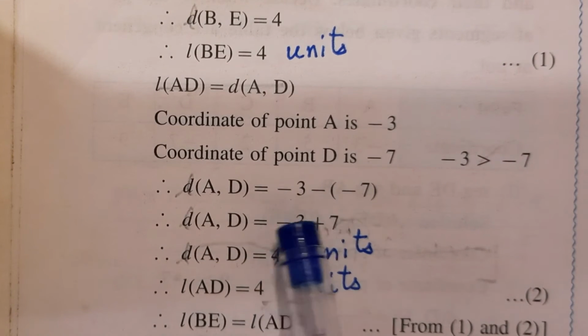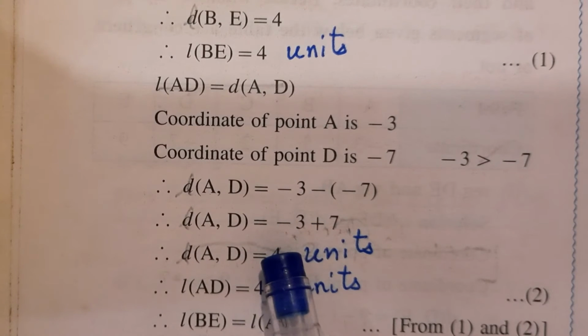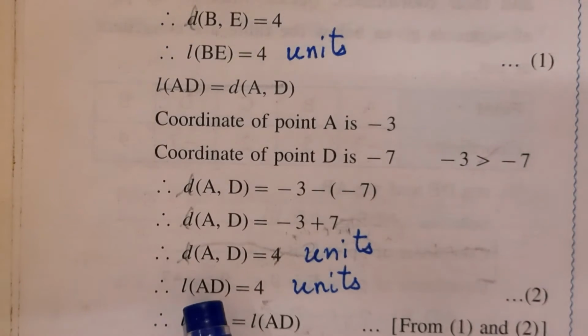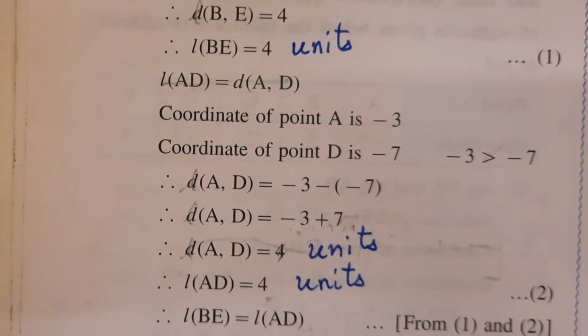If you subtract 7 and 3 and put the sign of the greater number, you'll get 4 units. Distance AD is same as length AD. So length AD is 4 units.